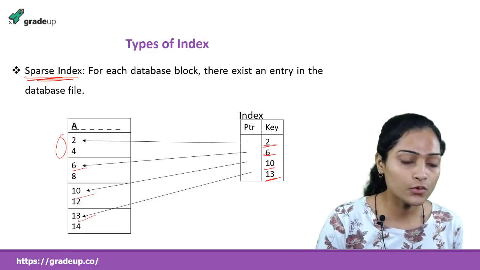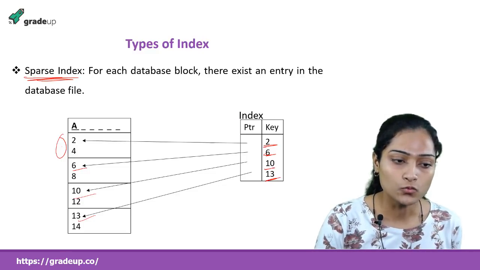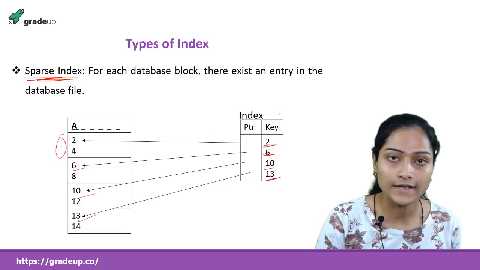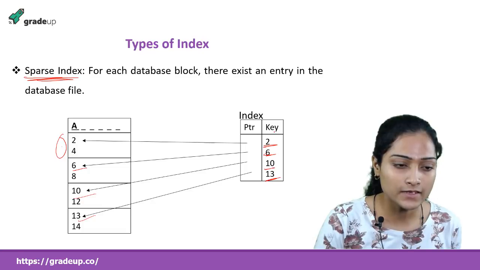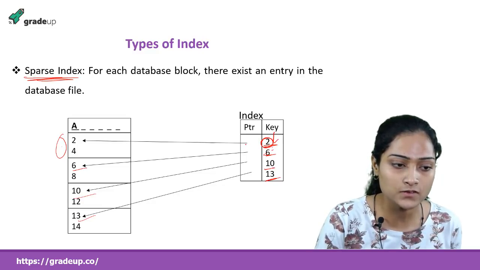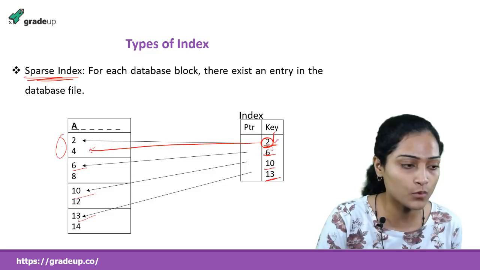How are we going to do it? Suppose you want to access some data, 4. Then you will go to this particular index table and traverse: is 4 there? No. After 2 it is 6. Then the data which I want to access, 4, can be accessed through this 2 pointer. I will go to this particular block and access the data in such a manner.